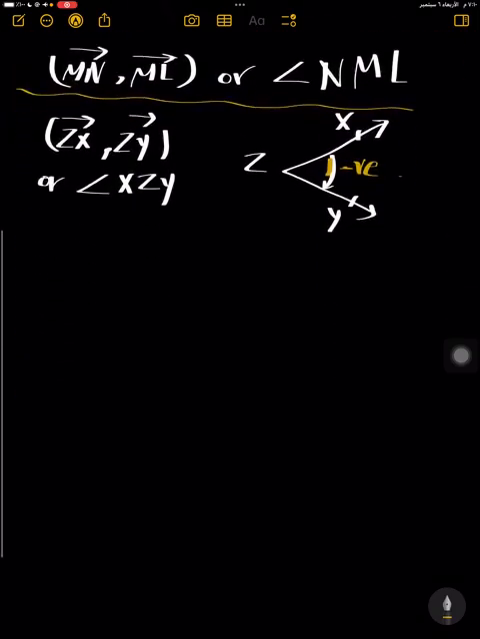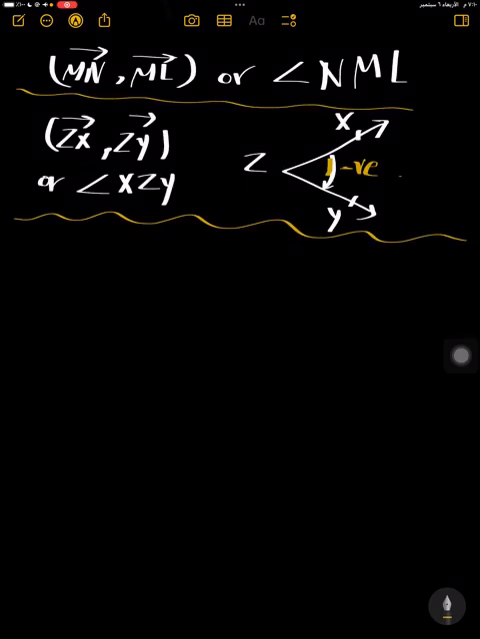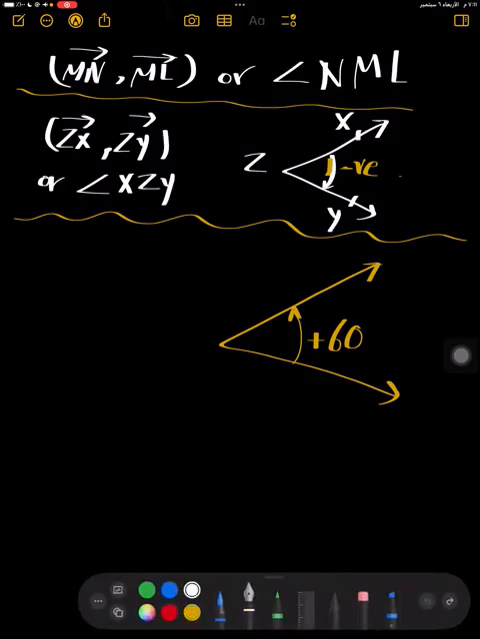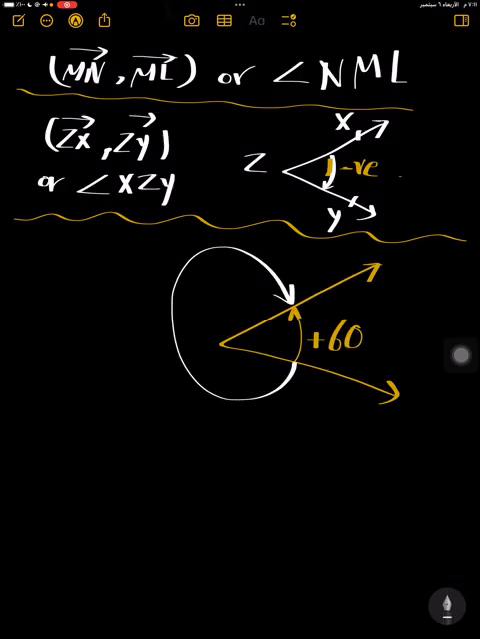I said before, any directed angle has two measures. One of them is positive and the other is negative. Look, this directed angle, if its measure is positive 60, okay, because this direction is anti-clockwise. How can we find the negative measure of this directed angle?